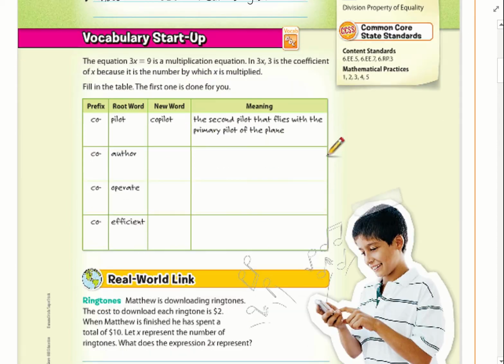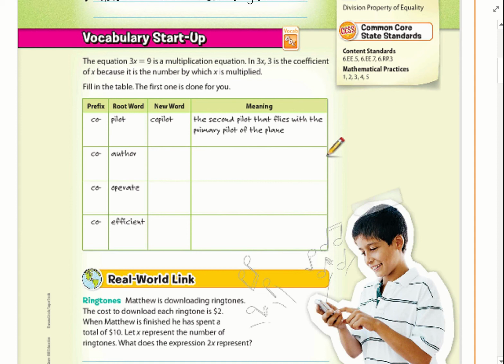The equation 3x equals 9 is a multiplication equation. In 3x, 3 is the coefficient of x because it is the number which x is multiplied by. Fill in the table, the first one's done for you.